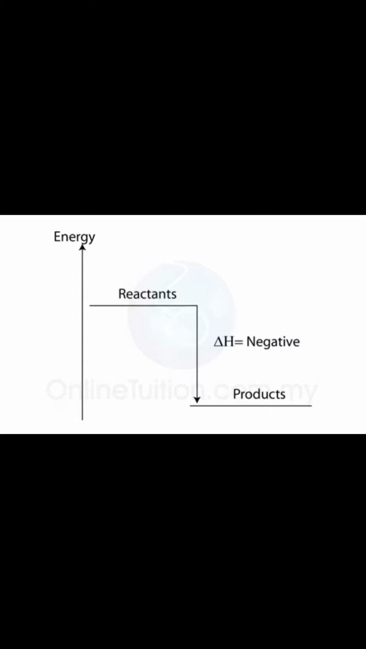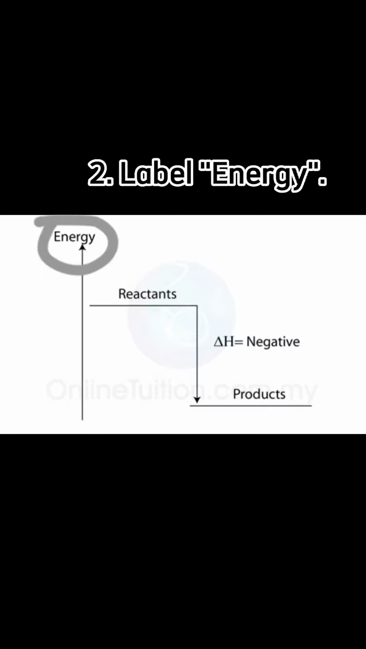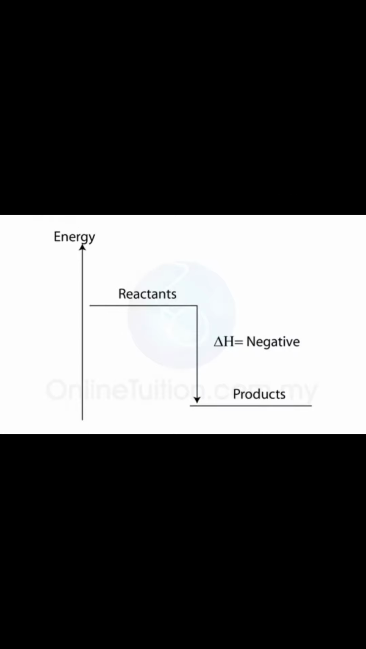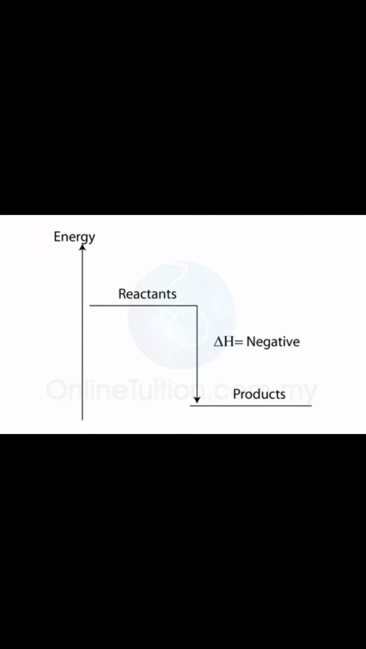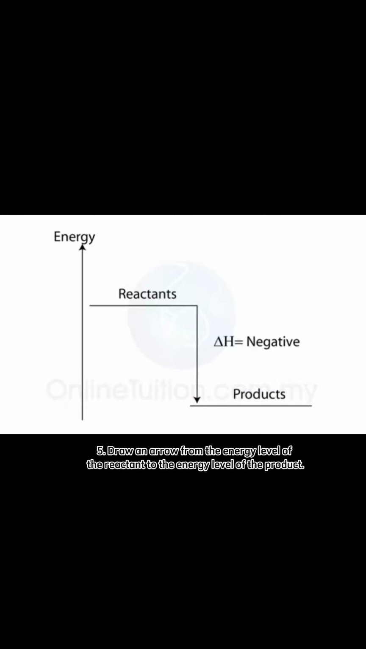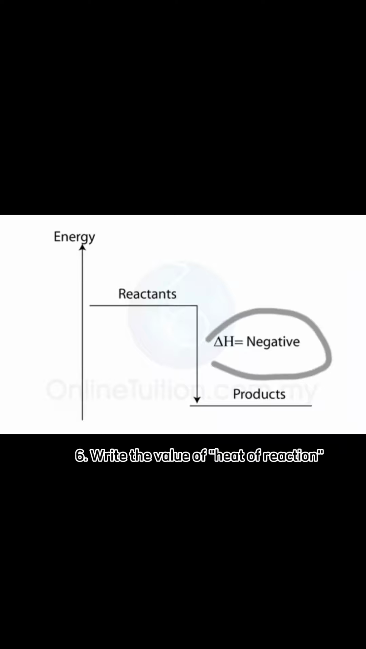Okay, so how can we construct the energy level diagram? As you can see, this is an example of an energy level diagram for exothermic reaction. So first of all, you need to draw an arrow upwards. Then you label the energy. After that, you draw two energy levels. Then write the reactant and the product of the reaction at the correct energy level. Next, draw an arrow from the energy level of the reactant to the energy level of the product. Lastly, write the value of heat of reaction.